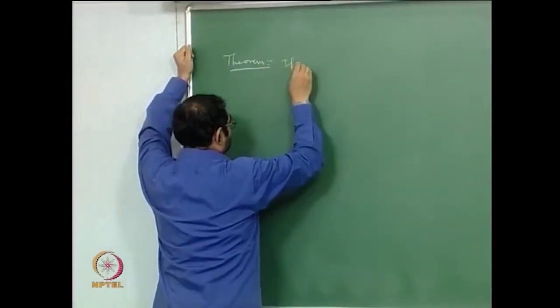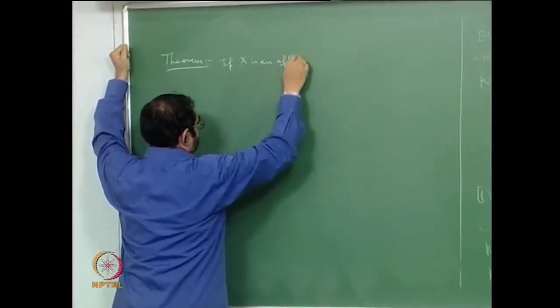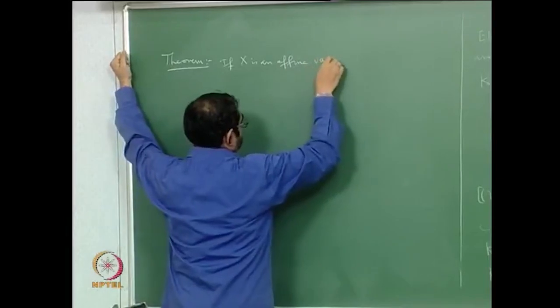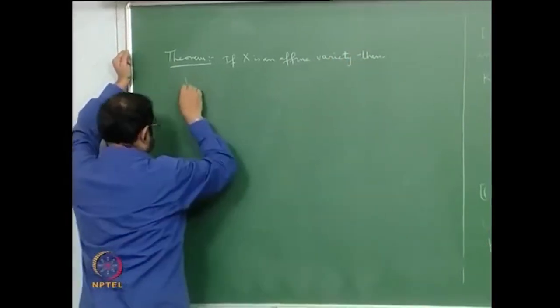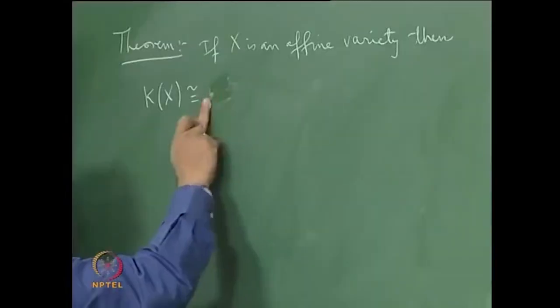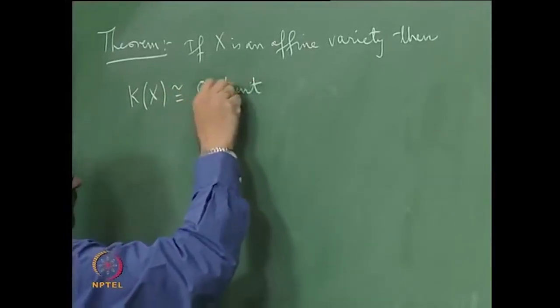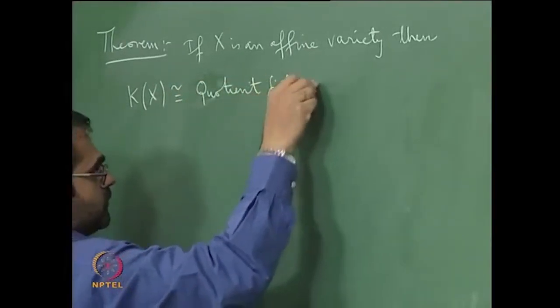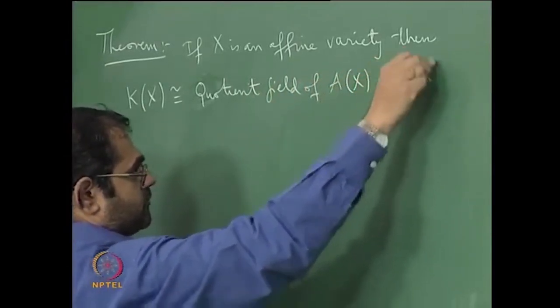If X is an affine variety, then K(X) is isomorphic to the quotient field of A(X), which is equal to O(X).